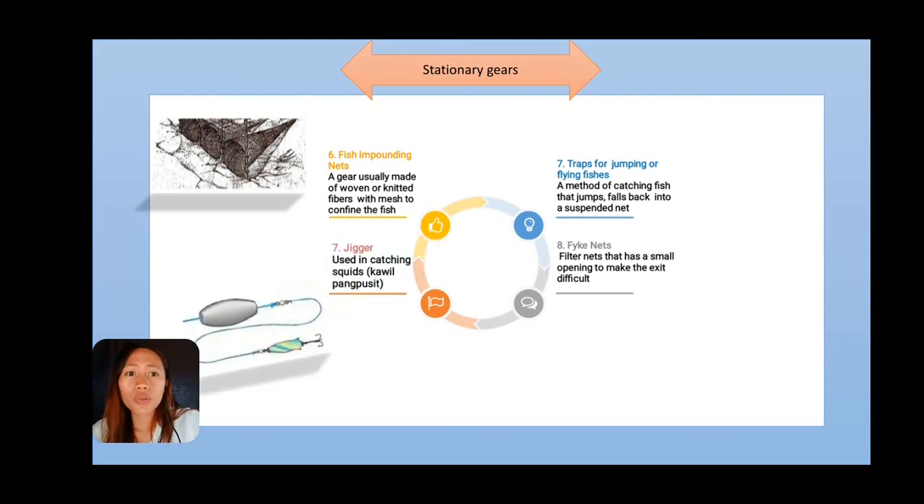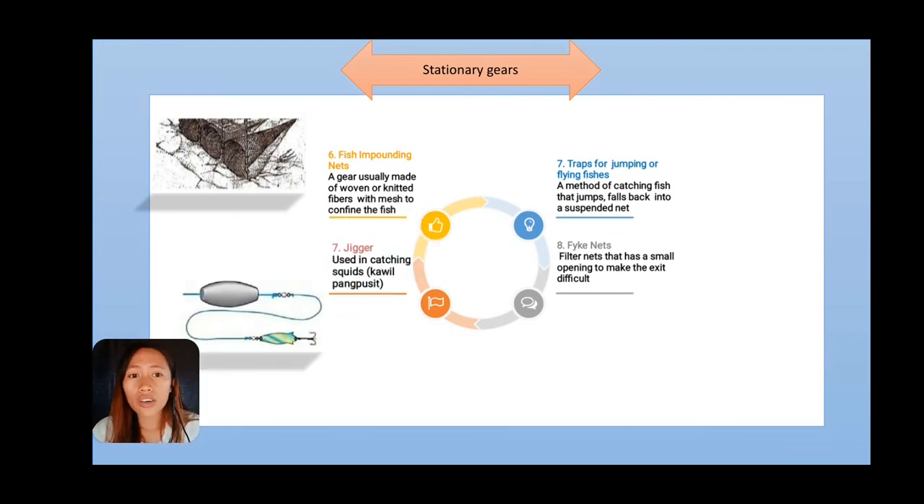So the seventh one is the jigger. So kaning jigger is used in catching squids nga kung mamusit ka, like my father did, kay mo dive siya and he was able nga makadive siya. I don't know kung pila to ka feet nga ato sa water para mamusit.